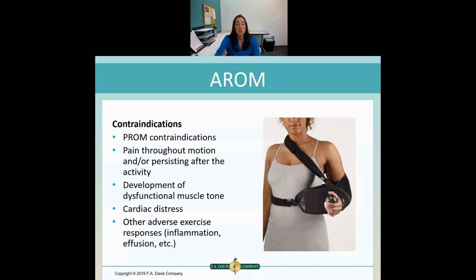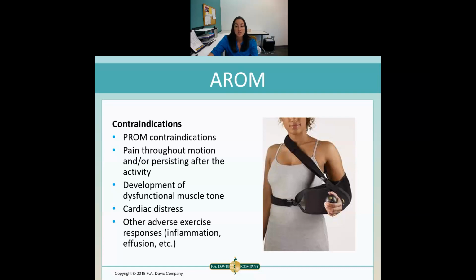If they're developing more tone with active movement, if they're in cardiac distress, or have any other adverse response to exercise like inflammation or effusion, which is just inflammation within the joint, then they would not be a good candidate for active range of motion. Of course, if they've had a recent surgery, typically it will say in their chart if they're allowed to do active range of motion.